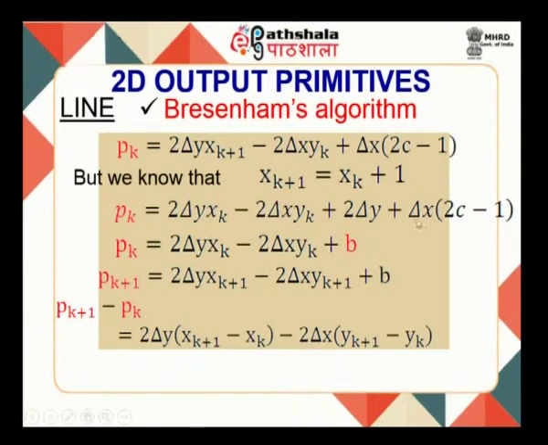So, that is how this equation reduces, and if you consider the rightmost part of the equation, delta x into 2 c minus 1: delta y and delta x are constants for a given set of endpoints, and c is a constant for a line, the y intercept. So, this whole part is a constant which can be conveniently replaced with a constant, say b. So, p k is nothing but 2 delta y x k minus 2 delta x y k plus b.